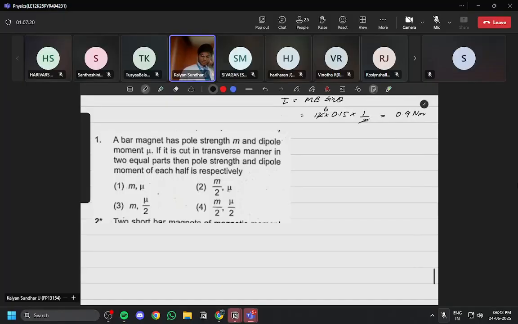A bar magnet has a pole strength of m and a dipole moment of mu. If it is cut in a transverse manner into two equal parts, what are the pole strength and the dipole moment of each half respectively?